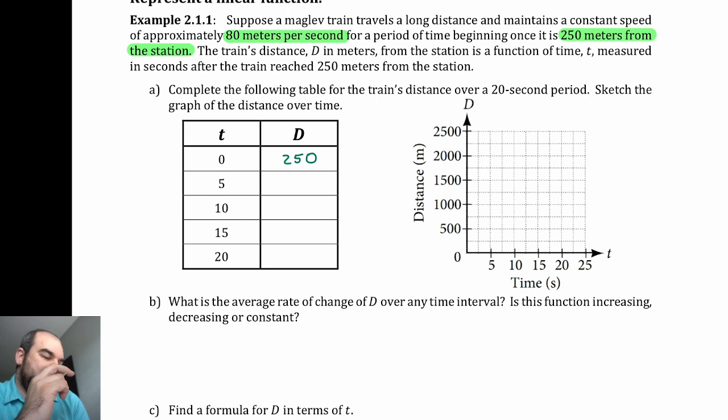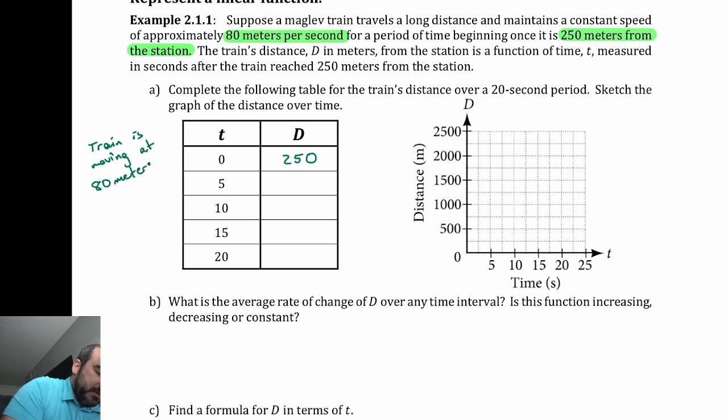Just multiply 80 by 5 and then add 250. Good. The train is moving at 80 meters per second. What that means is in 1 second it travels 80 meters.